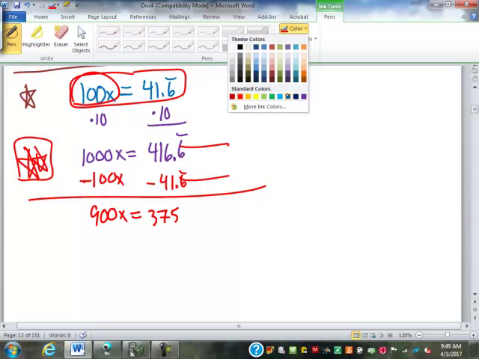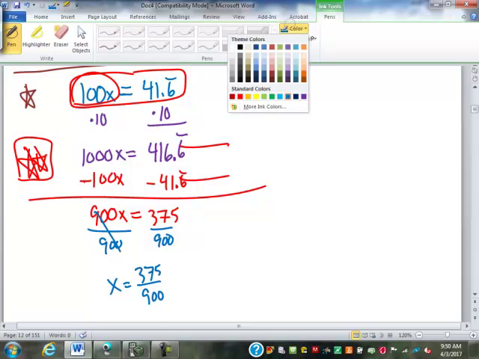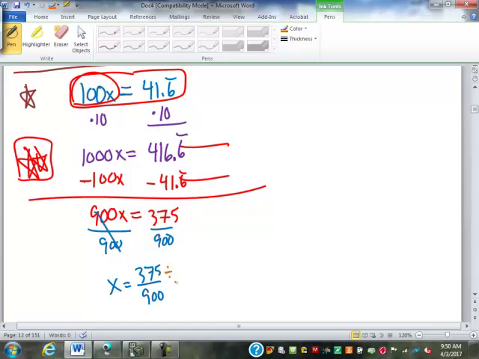So now to solve this, we are going to divide by 900. So x equals 375 over 900. And both of those can be divided by 25. 375 divided by 25 is going to be 15. 900 divided by 25 is 18. And still divide by 3. 5. Something's off there. What did I do wrong? So that shouldn't be 18. That should be 36. That's what's wrong. So that should be 5/12.